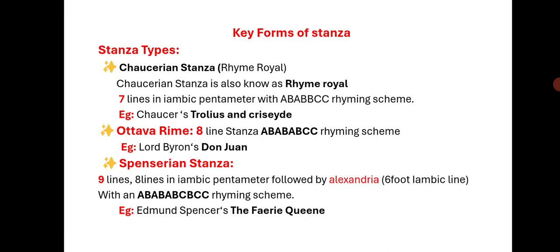Next, Ottava Rima. Ottava Rima was originally used in Italian epics. It was used for both serious and light-hearted themes. It has an 8 line stanza with ABABABCC rhyming scheme. For example, Lord Byron's Don Juan.